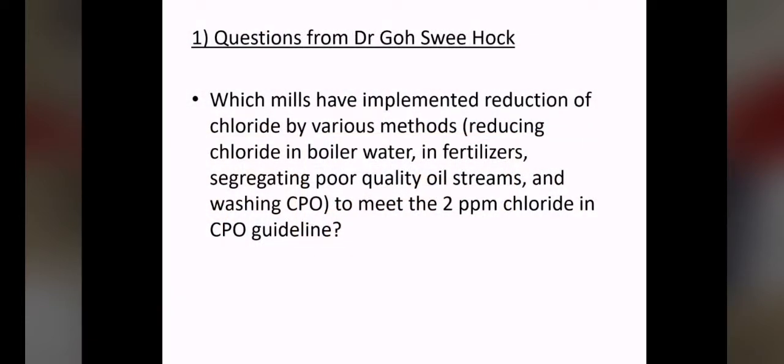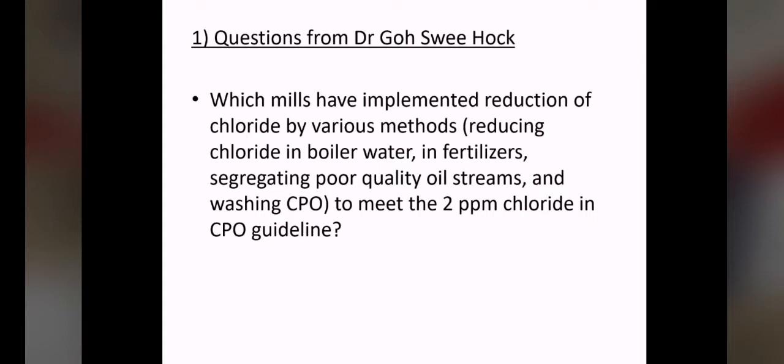Yeah. Okay. So as everybody can see, the first question that came in was from Dr. Goh Swee Hong, who is on the Council of Mostar. And his question is, which mills have implemented the reduction of chloride by the various methods, such as reducing chloride in boiler water, fertilizer, segregating poor quality oil streams, and washing CPO and so on, to meet the 2 ppm chloride in the CPO guideline? I think any one of you can answer the questions, but I think this is maybe more directed initially at Engineer Mervyn.